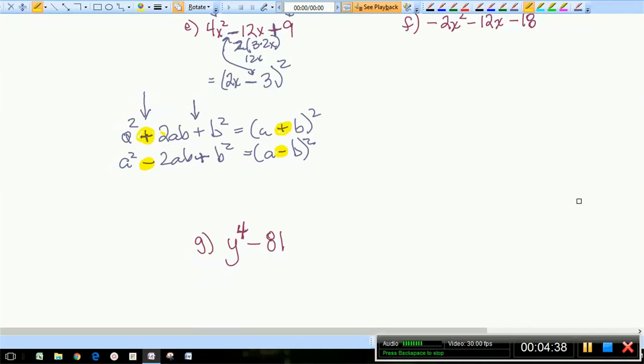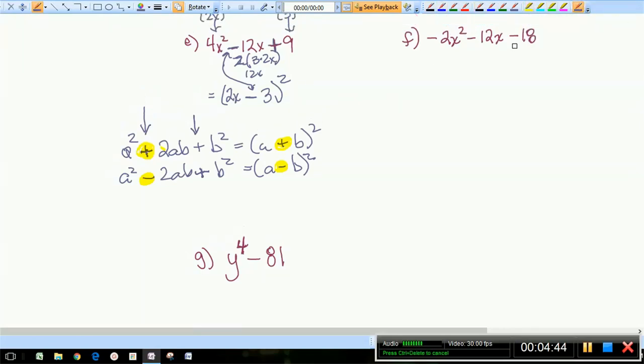Now let's move on to F. Part F looks like we have descending order. We do not like this negative leading coefficient, and they all have a 2. So we definitely want to factor out a negative value and the GCF of 2. Let's see what happens. Factoring that out, we'll have x squared plus 6x, because we're factoring out a negative, this will change as well. Minus 18 becomes plus 9.